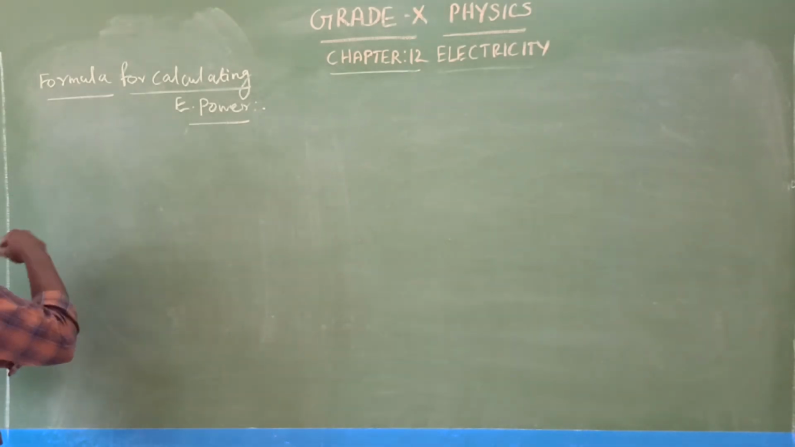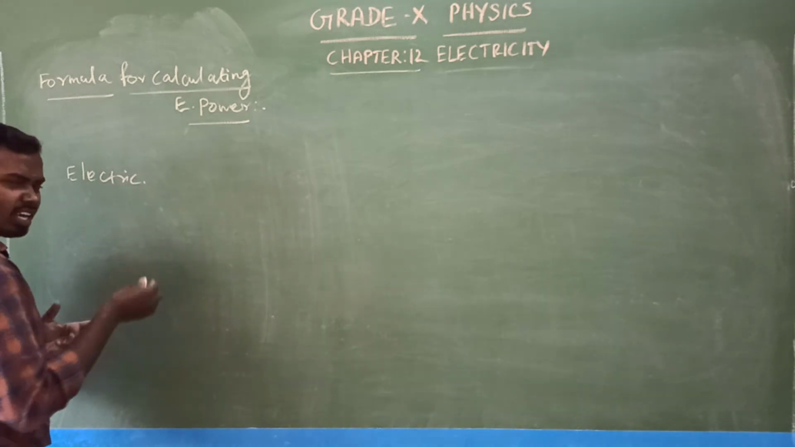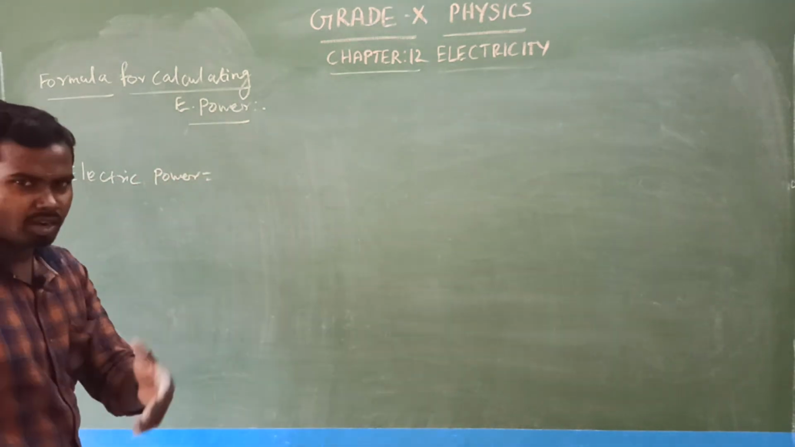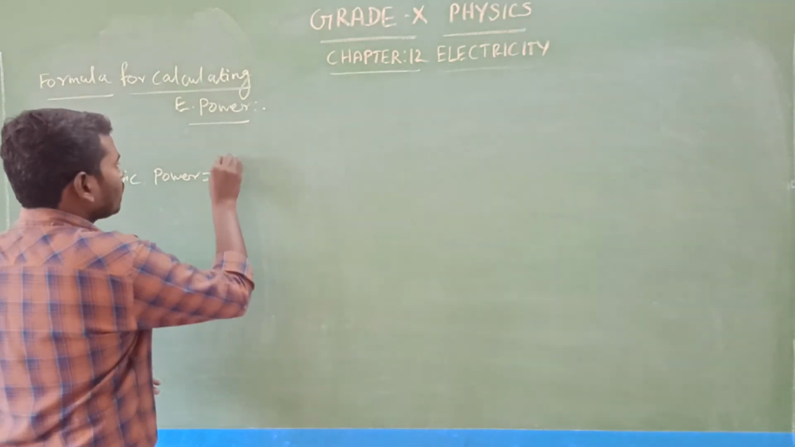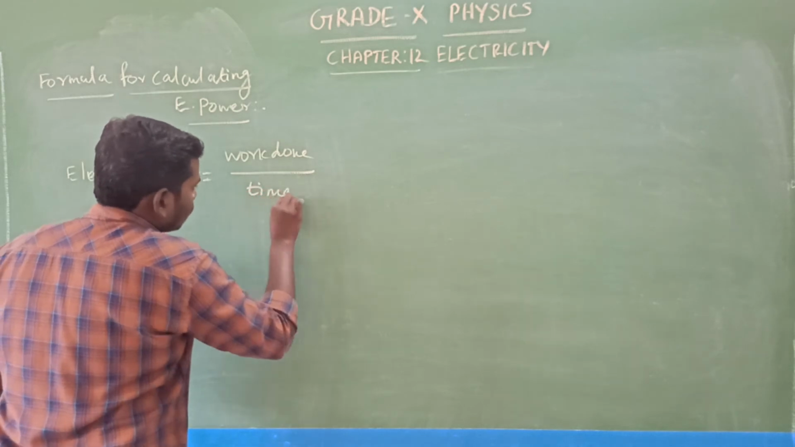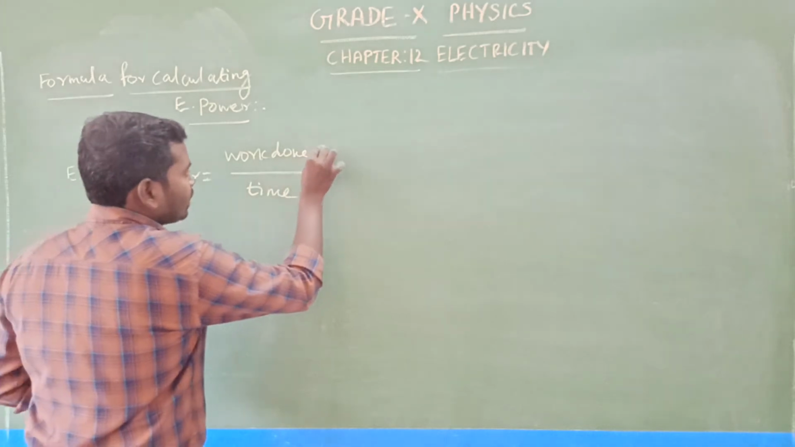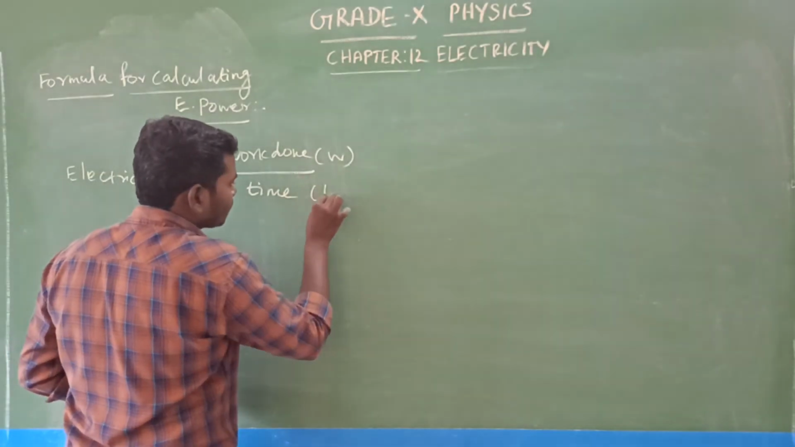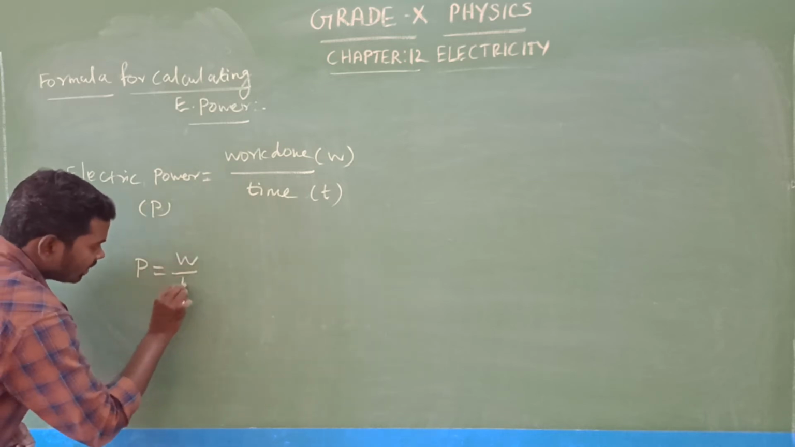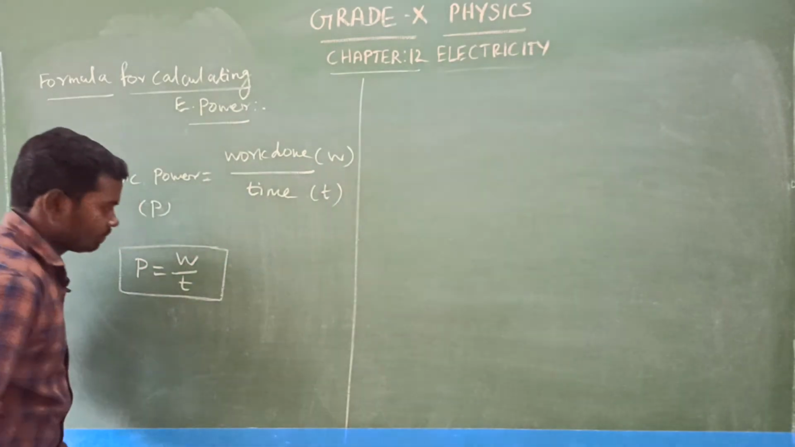Okay, yes. So already we know the electric power, or generally we say power, both are same. Electric power is equal to work done divided by time. Electric power is denoted by the capital letter P, work done W, and time T. So we can write P is equal to W divided by T. Is it clear, students?